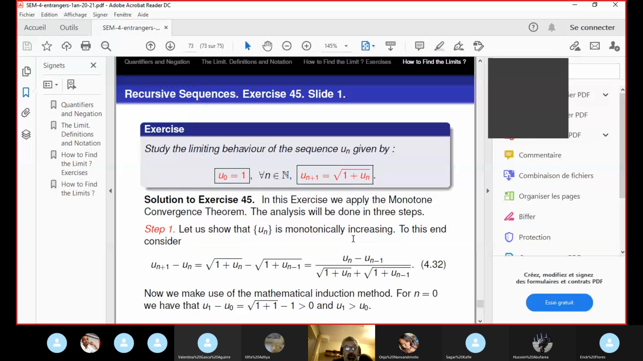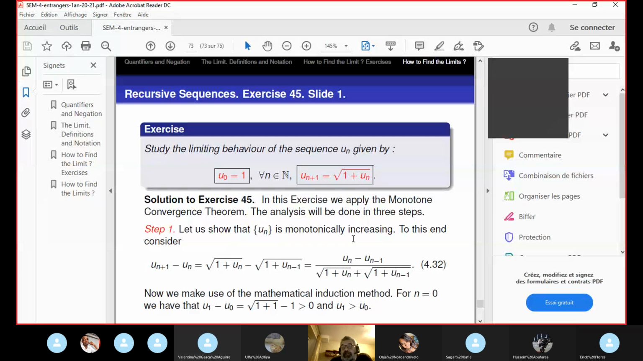So to this end, I consider the difference u sub n plus 1 minus u sub n. Using the formula for my sequence, I write that u sub n plus 1 is the square root of 1 plus u sub n, and as for u sub n, it will be the square root of 1 plus u sub n minus 1. Clear? Yes, it's absolutely clear.